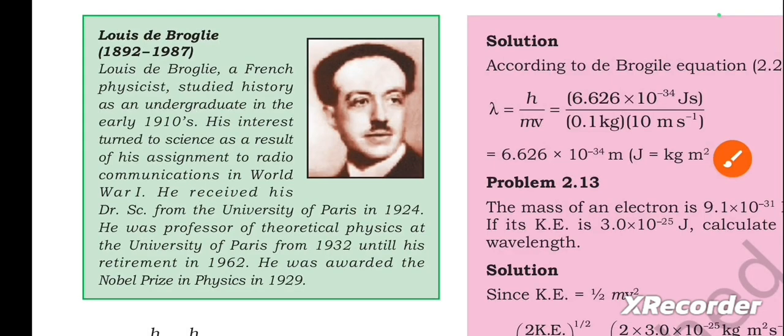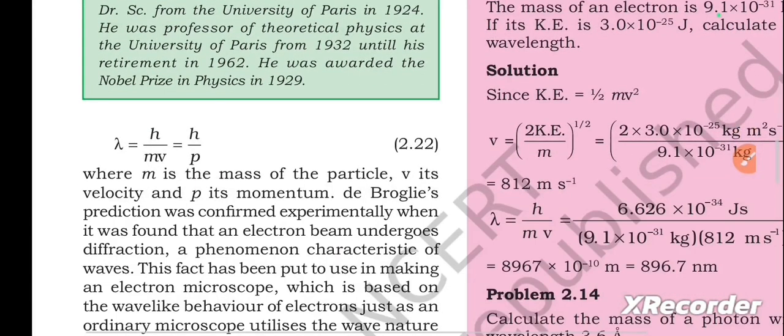Next, Louis de Broglie, 1892 to 1987. Louis de Broglie, a French physicist, studied history as an undergraduate in the early 1910s. His interest turned to science as a result of his assignment to radio communications in World War I. He received his doctorate from the University of Paris in 1924. He was professor of theoretical physics at the University of Paris from 1932 until his retirement in 1962. He was awarded the Nobel Prize in Physics in 1929.